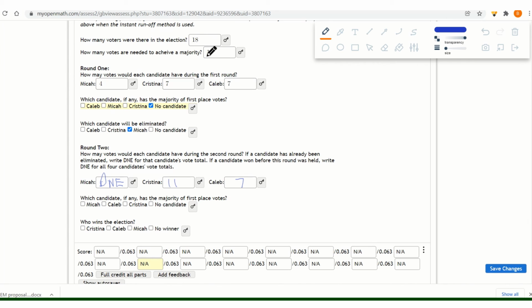Which candidate, if any, has the majority of first place votes? Christina has more than 10, so the majority is obtained by Christina. And who wins? Christina wins. Anybody who gets a majority always wins. So hopefully that will help you in the remaining problems.